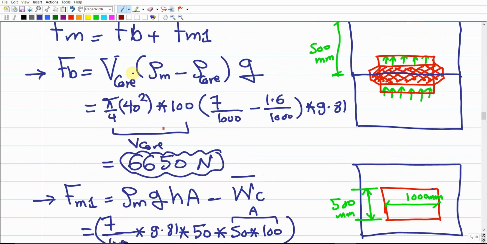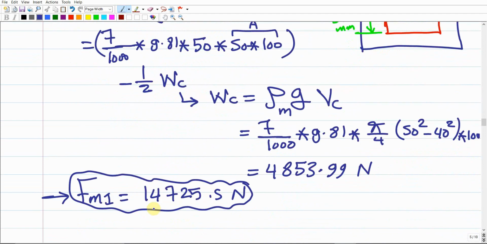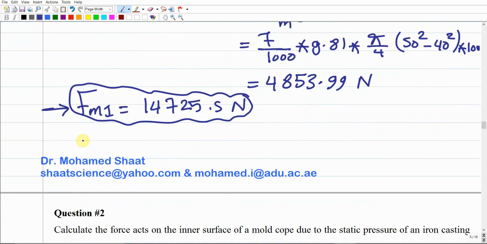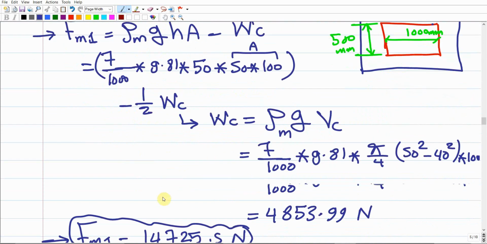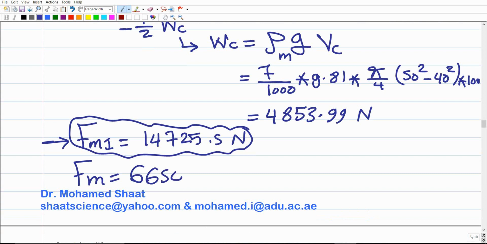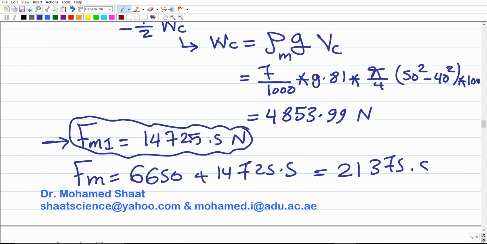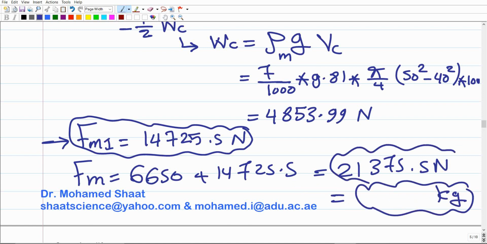Then we have the force acting on the core in addition to the force acting on the cube. So the total buoyancy force is simply the sum of these two numbers, 6,650 plus 14,725.5. If we did the calculations, we're going to end up with 21,375.5 Newton. If you decided to convert this into mass in terms of kilograms, you can divide it by the gravitational acceleration. We're going to end up with 2,138 kilograms.